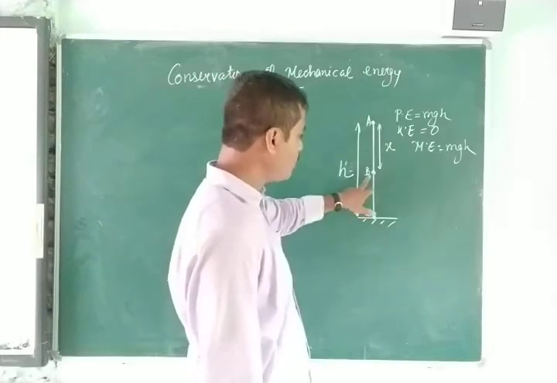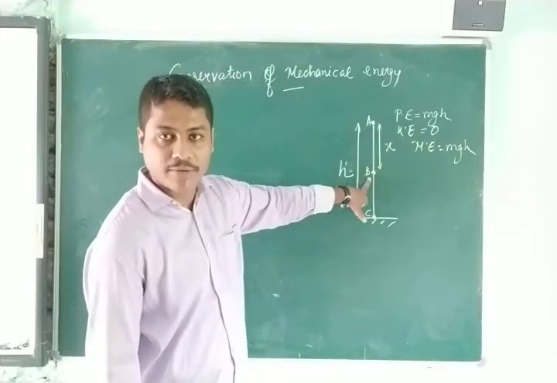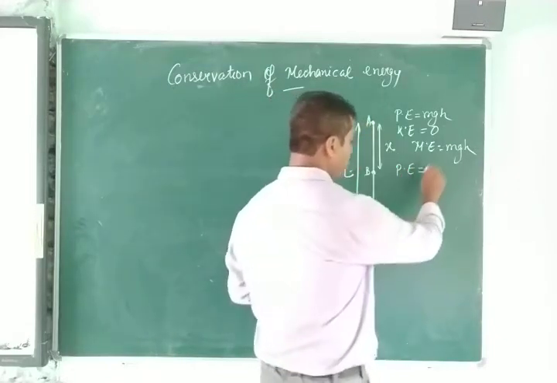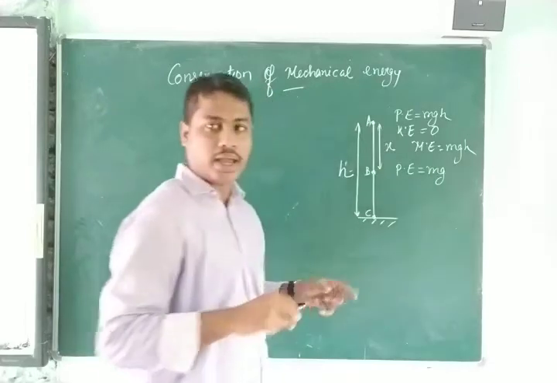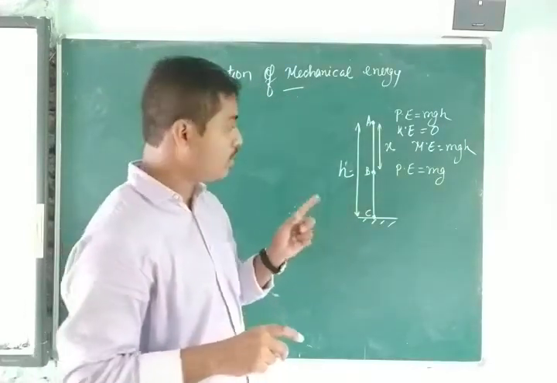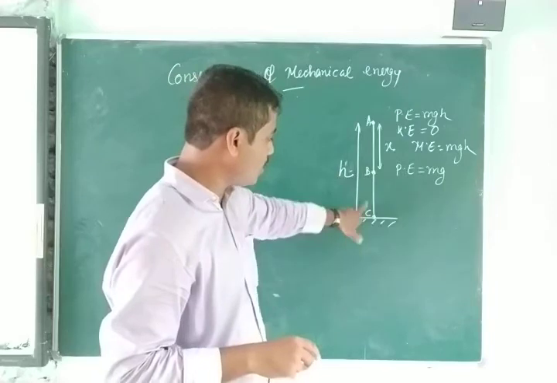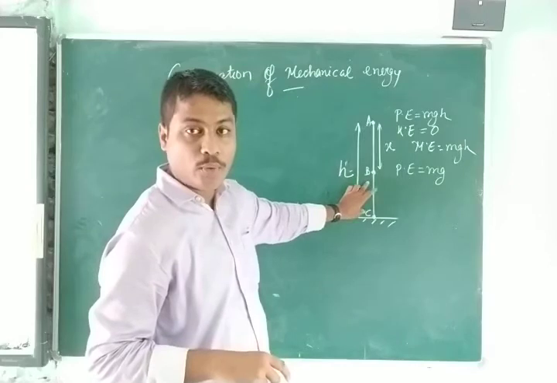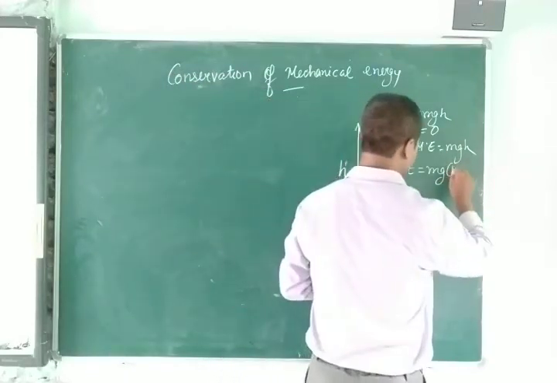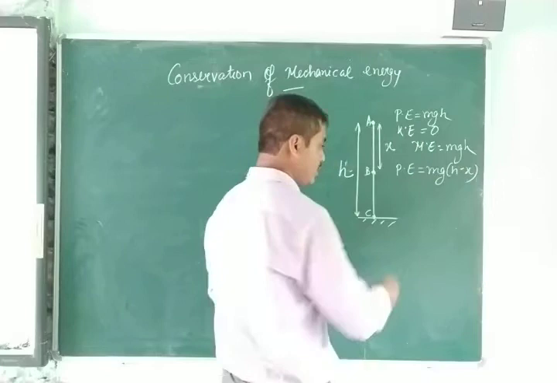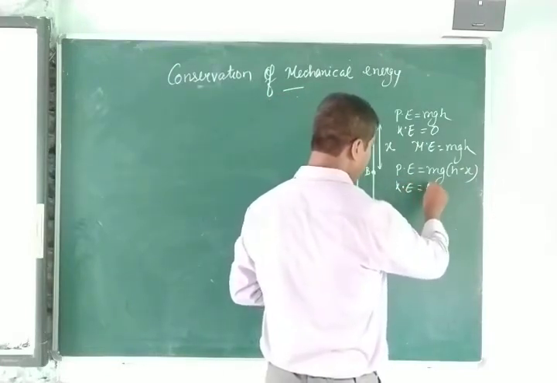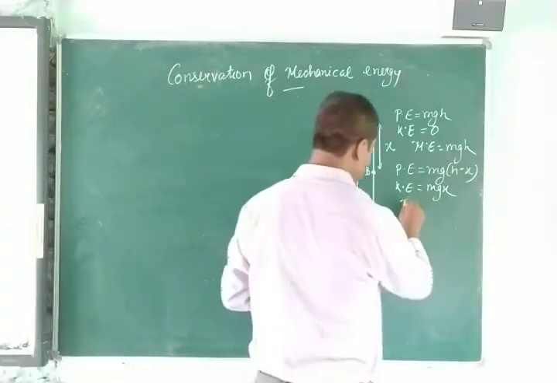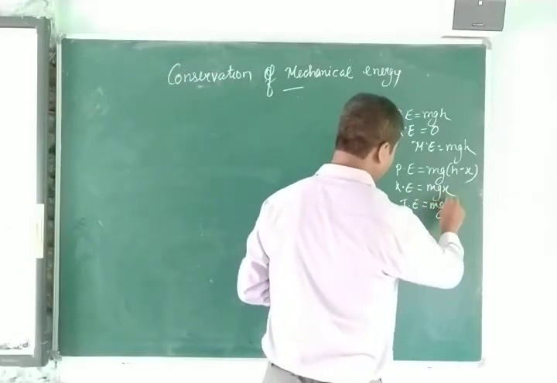Same way, if I want to find out at point B, you will get the potential energy equal to mg into displacement. We have to calculate from the ground. So if this is x, what will be this value? This value will be equal to h minus x. So this will be mg(h minus x). Kinetic energy will be equal to mgx. At point B, if you want to calculate the total energy, we get the value as mgh.